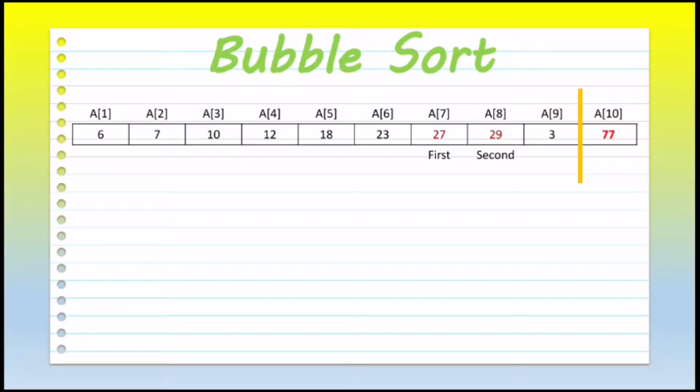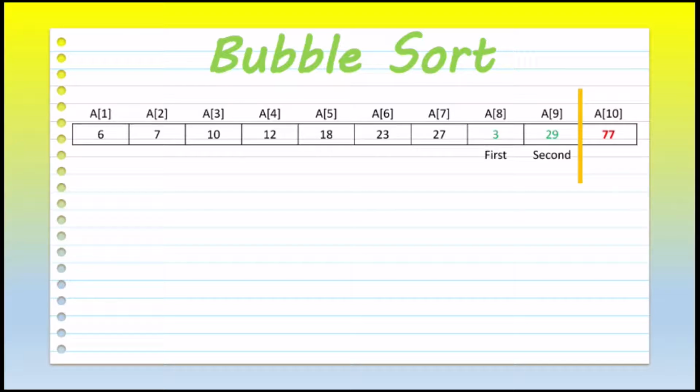So go for the next two adjacent elements, 29 and 3. So here 29 is greater than 3. So the condition is true. That means we have to exchange the elements. So 3 will come to the 8th position and 29 will go to the last position.